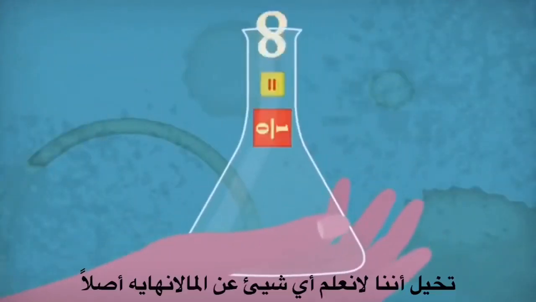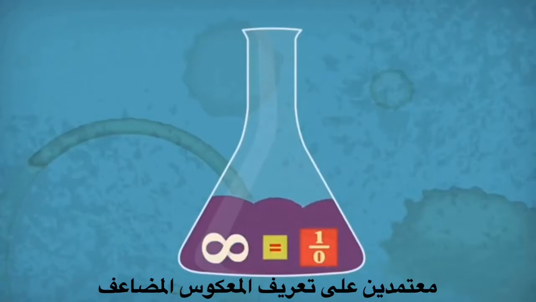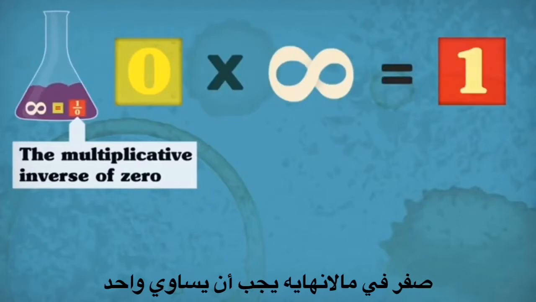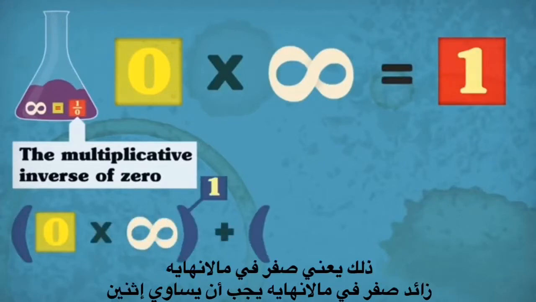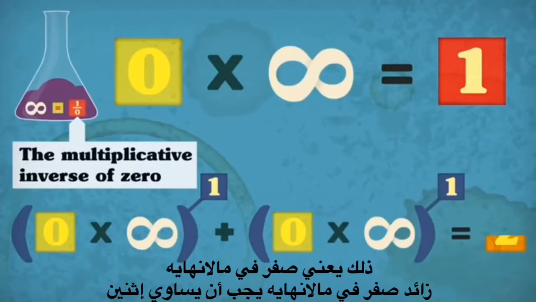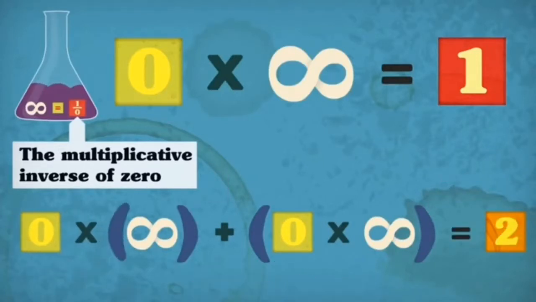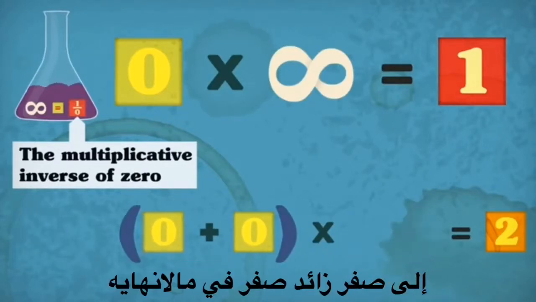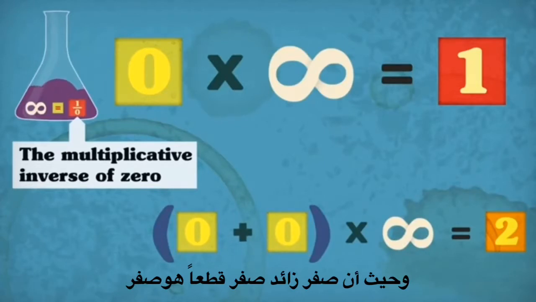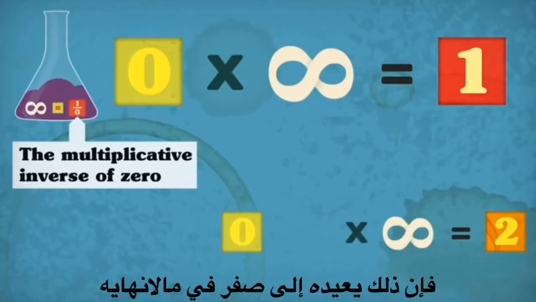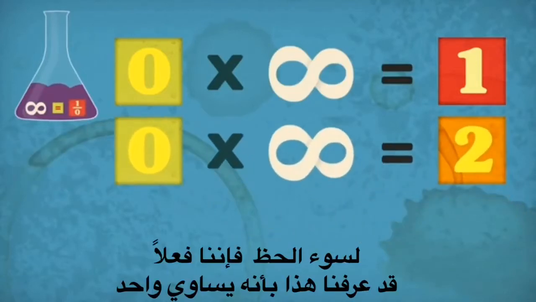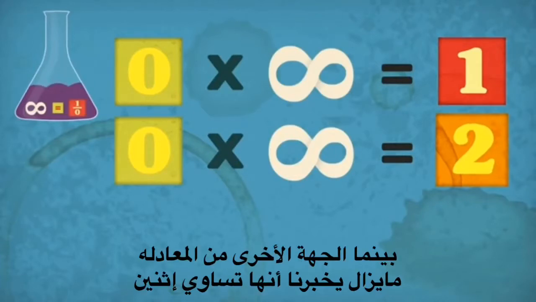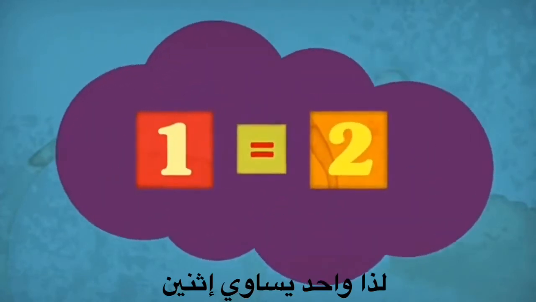Let's try it, imagining we don't know anything about infinity already. Based on the definition of a multiplicative inverse, 0 times infinity must be equal to 1. That means 0 times infinity plus 0 times infinity should equal 2. Now, by the distributive property, the left side of the equation can be rearranged to (0 plus 0) times infinity. And since 0 plus 0 is definitely 0, that reduces down to 0 times infinity. Unfortunately, we've already defined this as equal to 1, while the other side of the equation is still telling us it's equal to 2. So 1 equals 2.